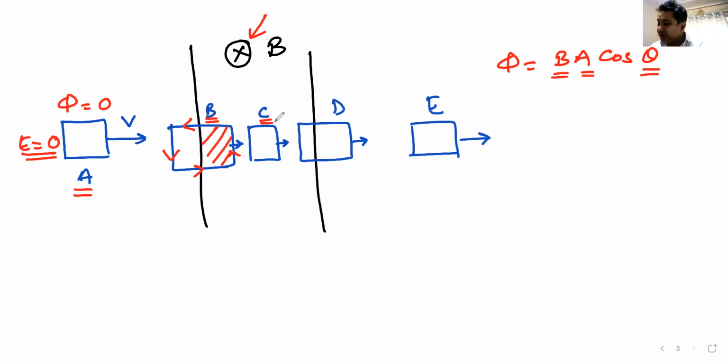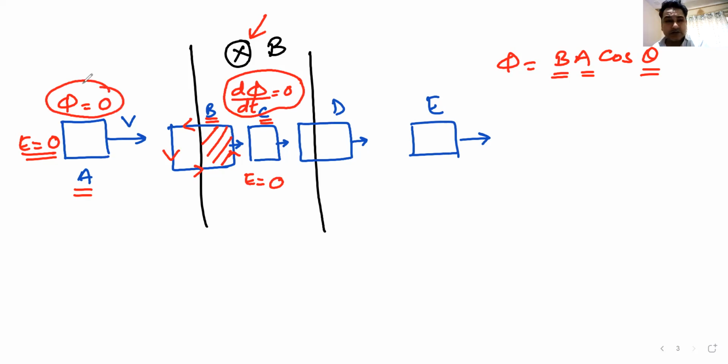Flux does not change. Induced EMF is 0 because flux does not change. Rate of change of flux is 0. Remember, here the reason for EMF 0 is rate of change of flux 0. In the earlier case, the reason for EMF 0 is flux is 0. Do you understand the difference between the two? Case number 1, no EMF because no flux. Case number 3, no EMF because no rate of change of flux. We come to position D.